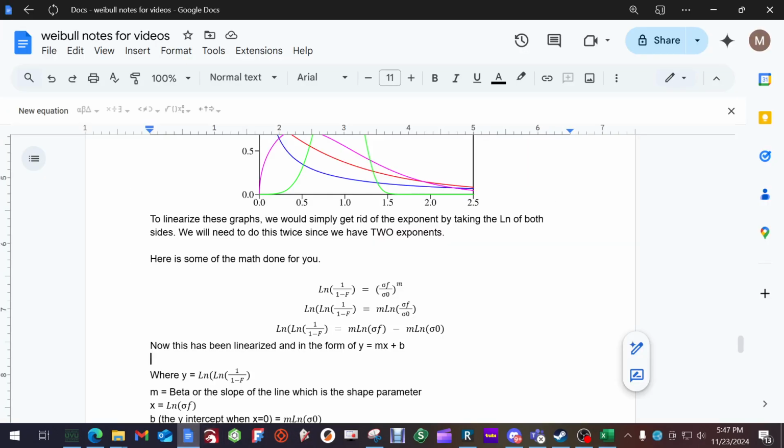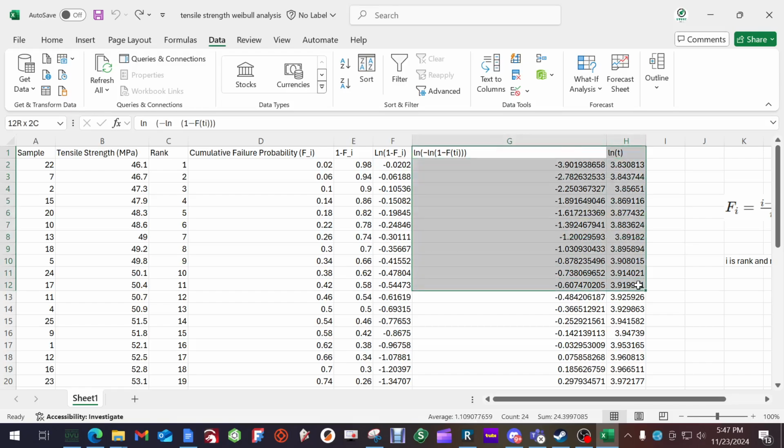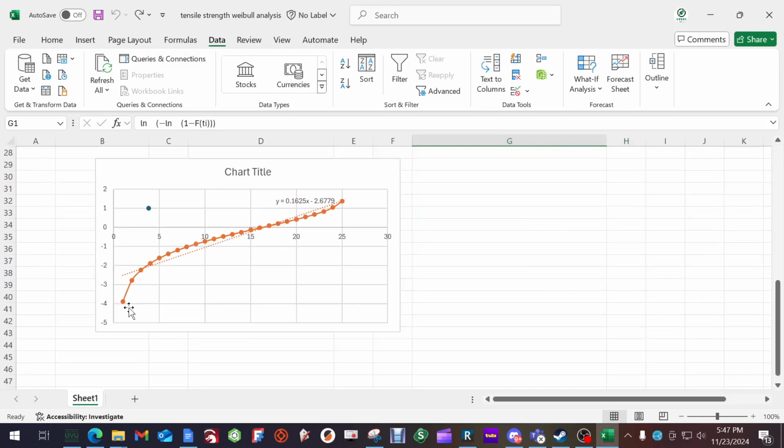the natural log of sigma f. That's our x value, so I have those here. So this is y, this is x. When I graph these in a scatter plot, I get this line. Actually, not this line, this curved shape. Pretty linear, a lot better than what the other ones were that we saw online.